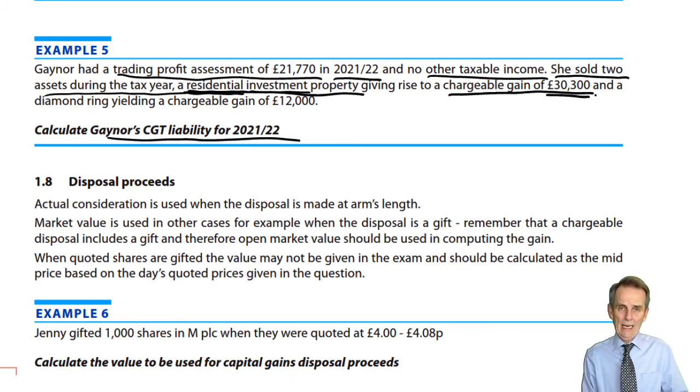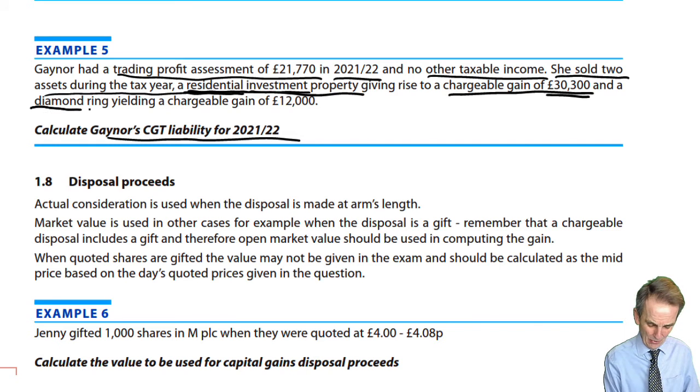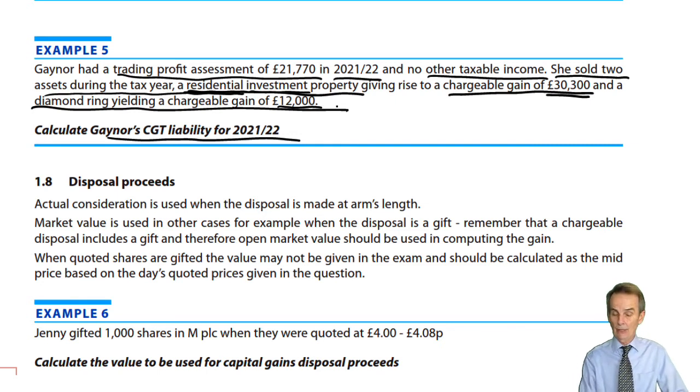But there were 2 assets being sold. Another one, of course, is just another one of those other assets, a diamond ring there, yielding a chargeable gain of £12,000. Must be a big diamond. A chargeable gain of £12,000 there.